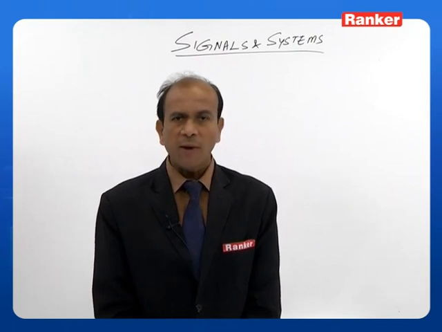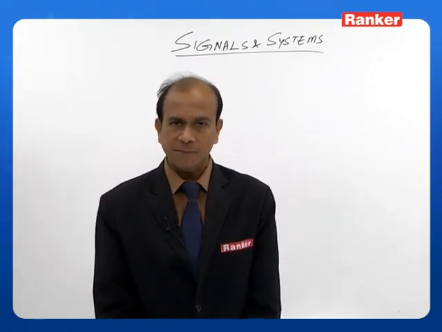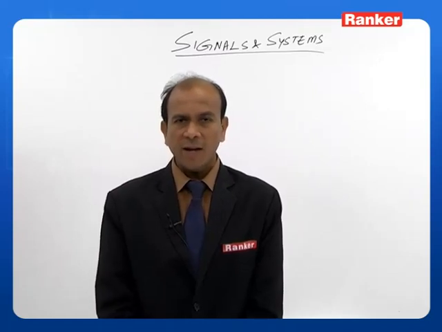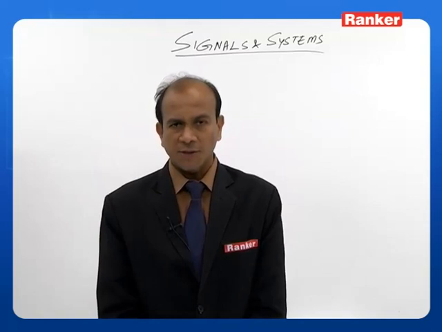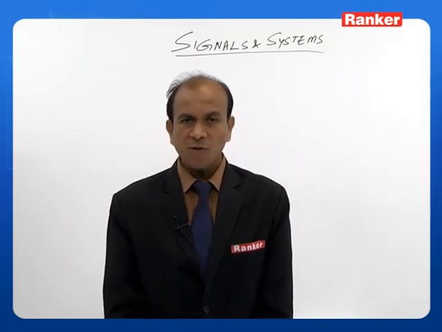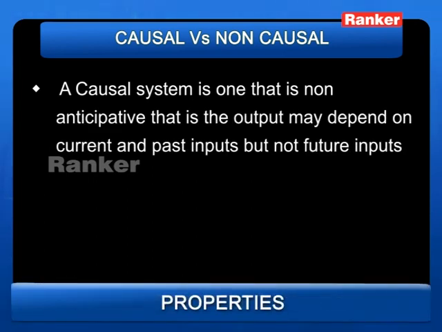Okay. Now let us come to a very important factor called a causal or non-causal system. So what is causality, or what is a system which classifies itself as a causal system? And if a system is not causal, we call it a non-causal system. Now let us look at a causal system. A causal system is one that is non-anticipative, that is, the output may depend on current and past inputs but not future inputs.